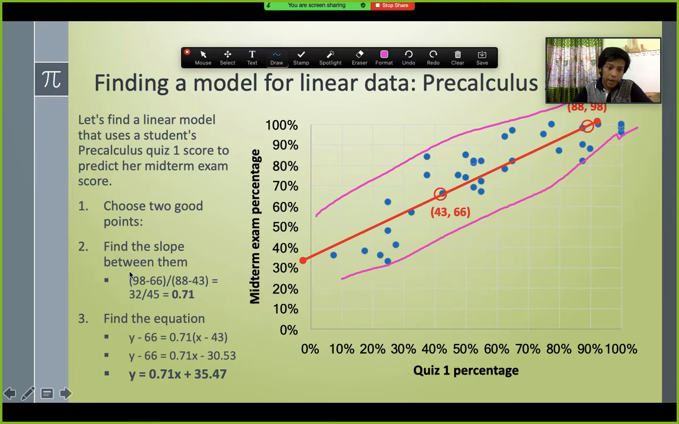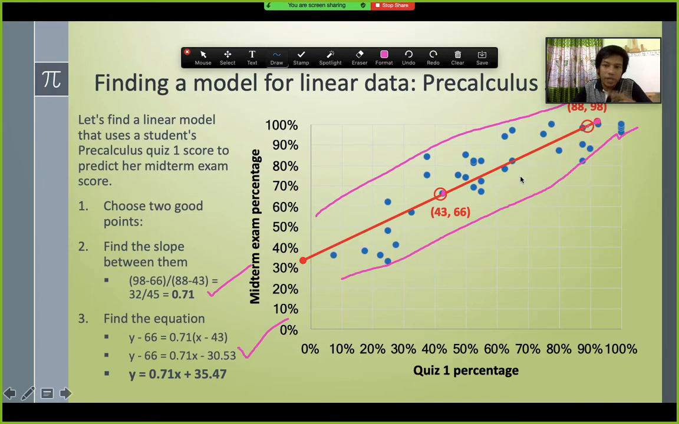Now, how to find this? Suppose your straight line is found. Now, how to find the slope? And then how to find the equation of the line? So the process is simple. You choose some points on the line. Say, suppose we have chosen this point and probably this point, 88, 98. No, not this point. Some earlier point here, somewhat here. So these 2 points are chosen.